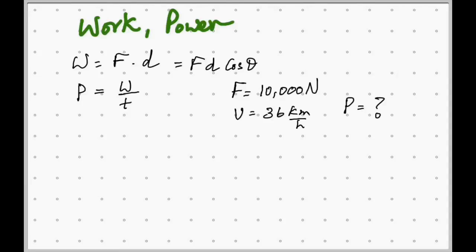Now, if you're looking for direct substitution, you're in the wrong place. So that's what I'm trying to show there. The force applied by the engine is 10,000 newtons, and it's moving at 36 kilometers per hour. First thing, the unit is wrong, right? It has to be in meters per second, so that becomes 10 meters per second.